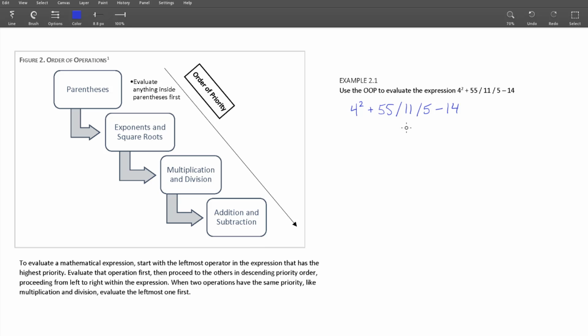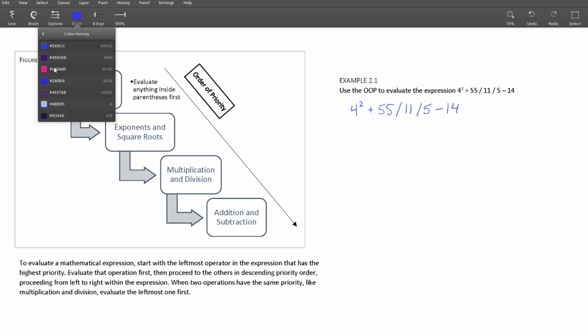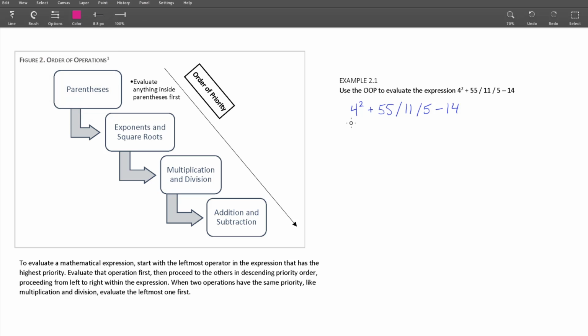Okay, so looking at this, we have an exponent here, we have some divisions, and then we have an addition and a subtraction. And by the way, whenever the bubble has two operations in it, they are at the same priority. So whichever one you hit going from left to right first is the one you do first. All right, if they're in the same bubble. So the highest priority operation that I am looking at here is the exponent on the 4.